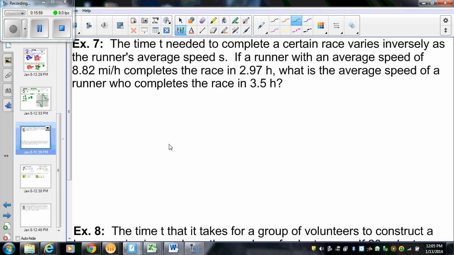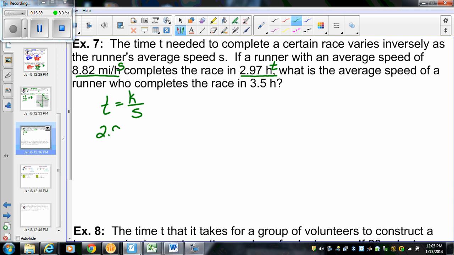Example 7 here says that the time t needed to complete a certain race varies inversely as the runner's average speed s. Okay, so I'm going to stop right there. It said that t varies inversely as s. So that whole first sentence just translates into this equation. If a runner with an average speed of 8.82 miles per hour, so this would be s, completes the race in 2.97 hours, so that would be t, what is the average speed of a runner who completes the race in 3.5 hours? So I'm going to use this first relationship to figure out k.